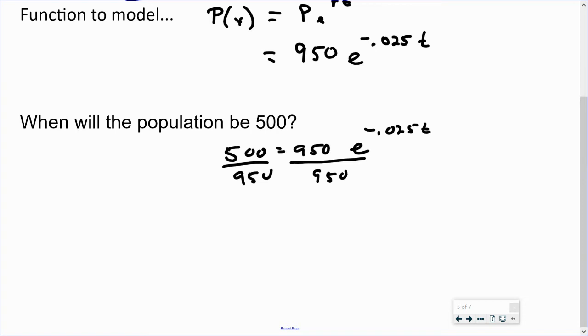All right, and 500 divided by 950 is, ooh, that's an ugly decimal. So if I do this, it's a huge decimal, but if I do this, that goes away and divide both sides by 5, so I end up with 10/19 is equal to e^(-0.025t).